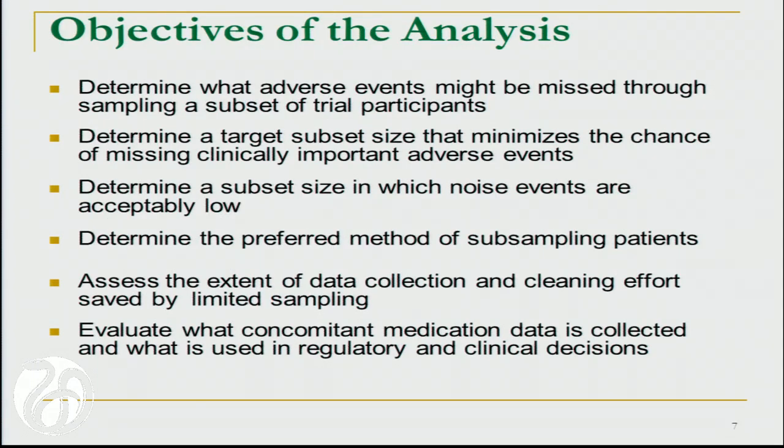The objectives of doing this were to determine what adverse events might be missed through sampling a subset of trial participants, determine if there was a target subset size that minimizes the chance of missing clinically important adverse events, determine a subset size in which noise events are acceptably low, determine if there's a preferred method for subsampling patients, assess the extent of data collection and cleaning effort that would be saved if we could collect less safety data, and evaluate what concomitant medication data is collected and what is actually used in regulatory and clinical decisions.